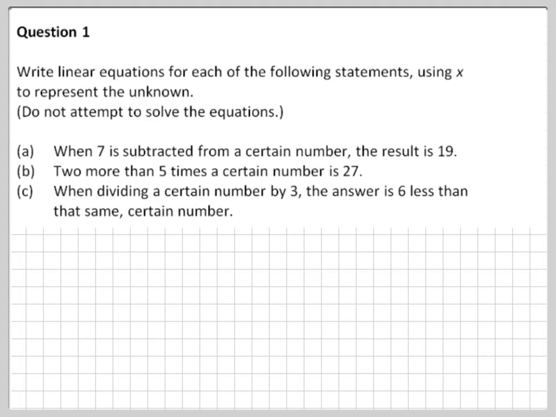Oh, here we are. Well, question 1. We're to write linear equations for each of the following statements using x to represent the unknown. Do not attempt to solve the equations.